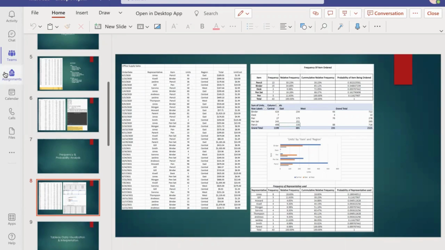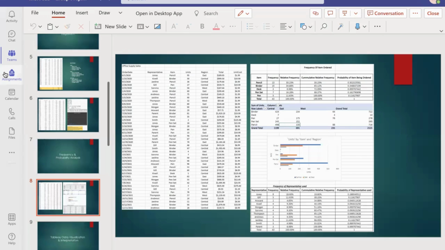The second table shows a visual output of how the data looks in the pivot table, organized by number of units and region. The third table shows units purchased by items and region. We can see from this that the central regions purchase the most binders, pen sets, and pencils, whilst the western region purchased the least items in total.